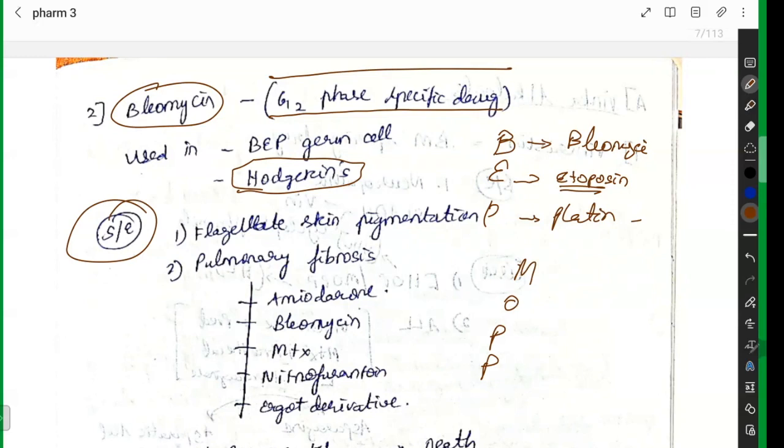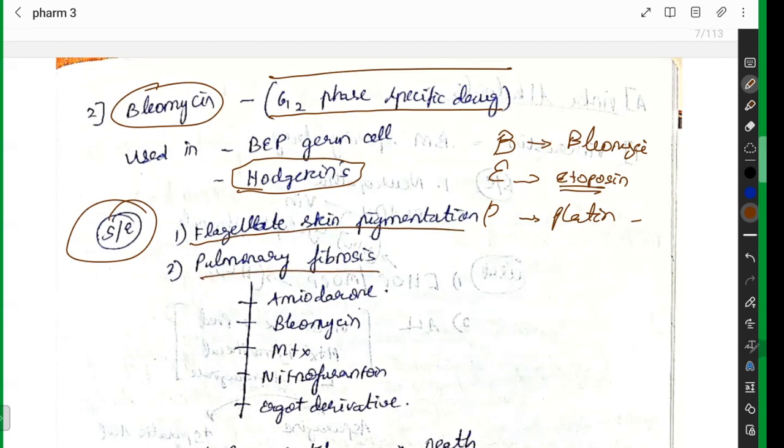In this you can also add bleomycin. So bleomycin is also used in case of your Hodgkin's lymphoma. Standard therapy is going to be the MOPP regimen, but you can also go for bleomycin. Clear, right? Next, you are going to go for the side effects. Flagellate skin pigmentation can occur, and pulmonary fibrosis.